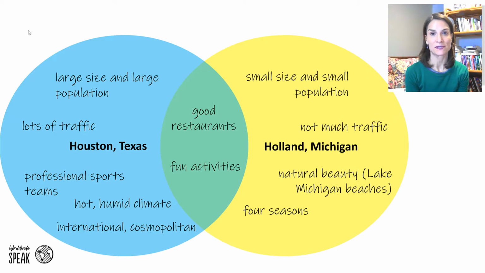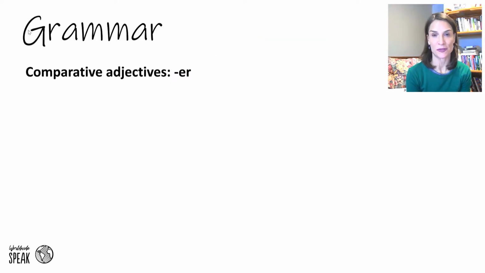For my examples, I'm going to be comparing two cities which are pretty different. Houston, Texas, and Holland, Michigan. I'm going to talk about their differences and some similarities as we go through. So first we'll start with the grammar.